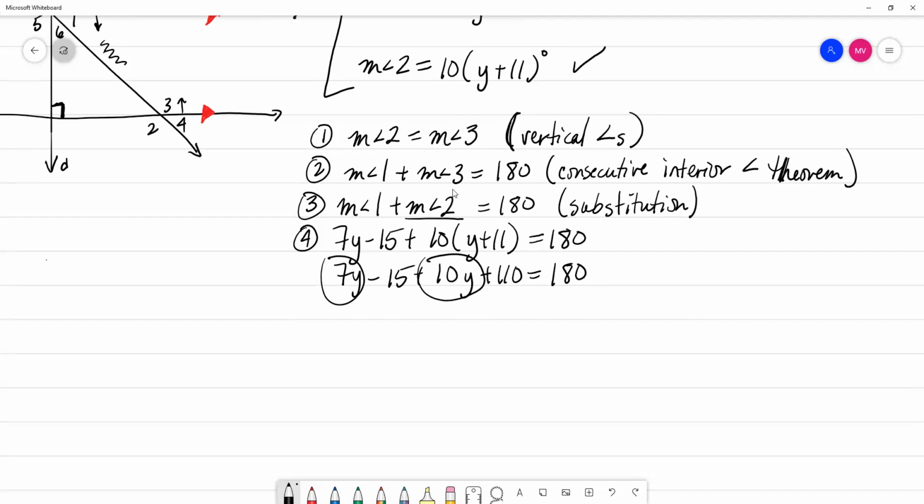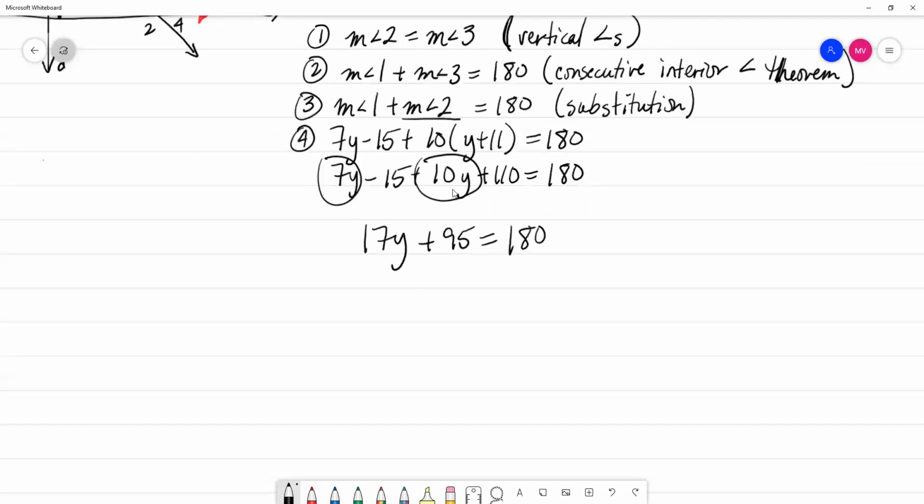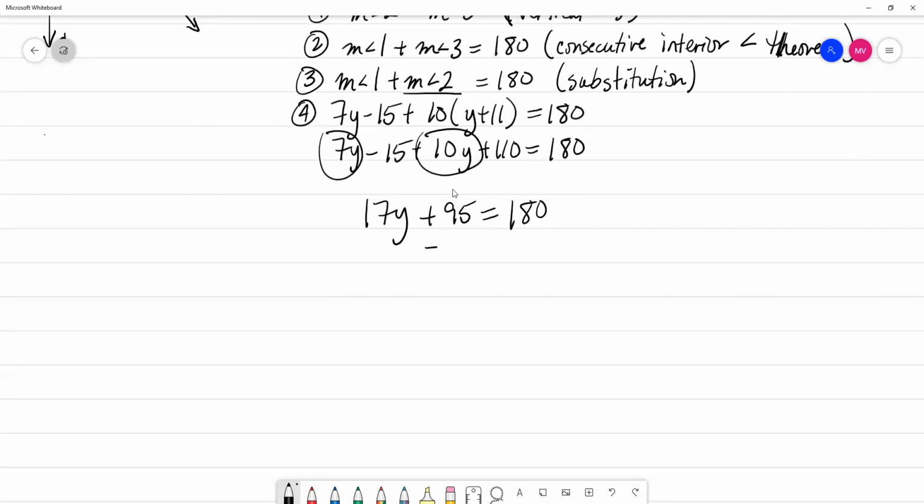So 17y, what's 110 minus 15? 95. Okay, plus 95 equals 180. Now the addition property of equality: subtract 95 from both sides, which gives me 85 equals 17y. Is it going to be even? I think it is even.